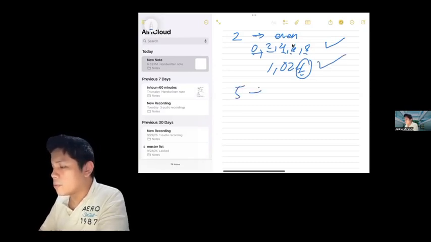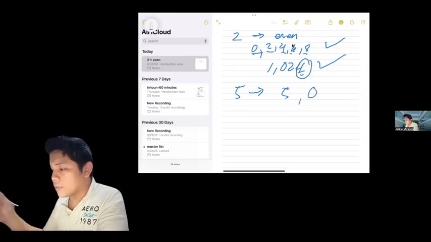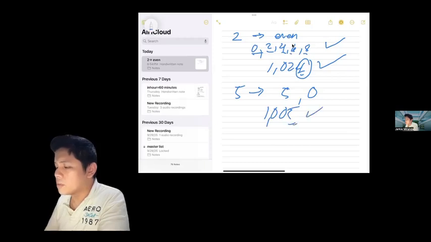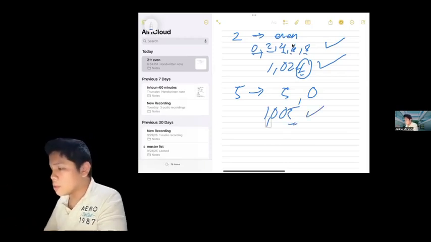How would you know if a number is divisible by 5? Simply if they are ending in 5 and 0. So, of course, if this is 1005, then it is divisible by 5, because those things are very easy.